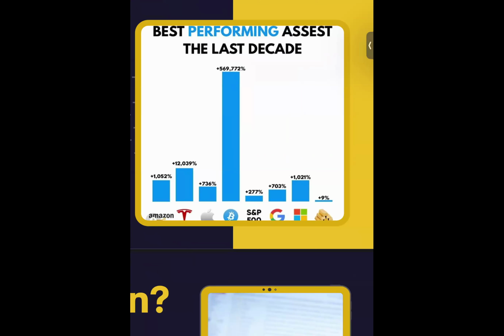This is 1,052%. We have Tesla, 12,039%. We have Apple, 736%. We have S&P 500, 277%. We have Google, 703%. We have Microsoft, 1,021%. Then we have gold, 9%. Now look at Bitcoin, more than 569,000%. That is mind blowing, right? It's crazy. That is why we can say Bitcoin is among the best performing assets within the last decade.